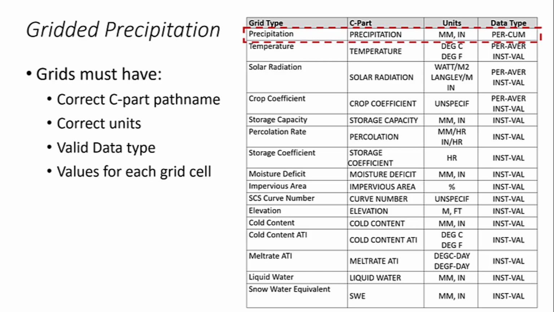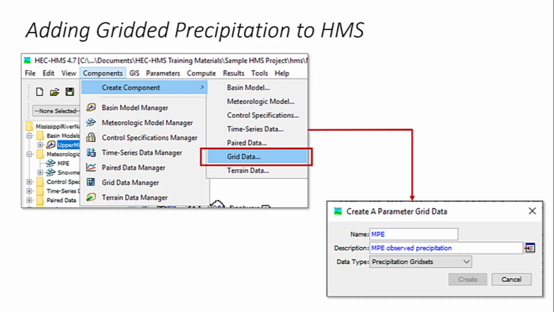HMS will not load a grid set if the C-part path name, units, or data type is not correct. The table on this slide contains the correct C-part path names, units, and data type for each grid type in HMS. Once gridded precipitation has been converted to the HEC DSS format and clearly labeled, it is ready to be added to the HMS model.